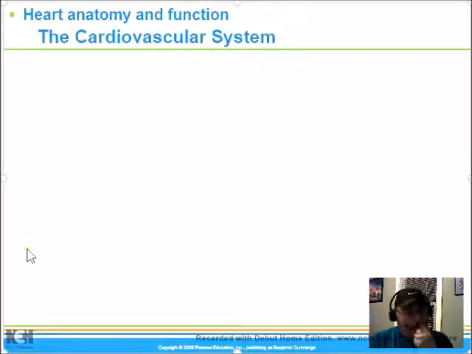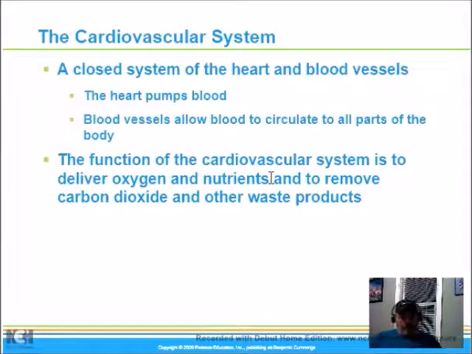Okay, great. So we are looking at heart anatomy and function, talking about the cardiovascular system. And what we need to look at here is just kind of an overview of what the cardiovascular system is. It is a closed system. So we have the heart and blood vessels. And by a closed system, we mean we're not pumping out to anywhere. Basically, the stuff that gets pumped out comes back to be repumped.